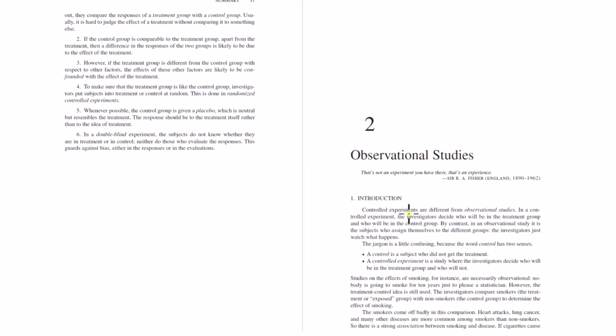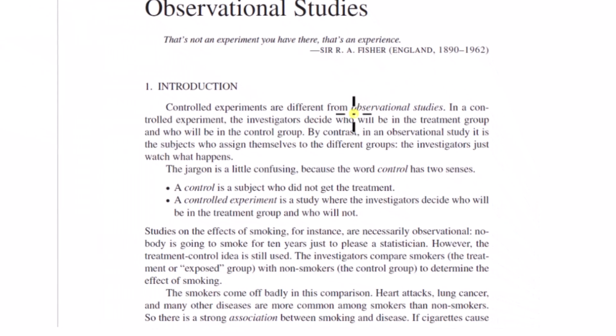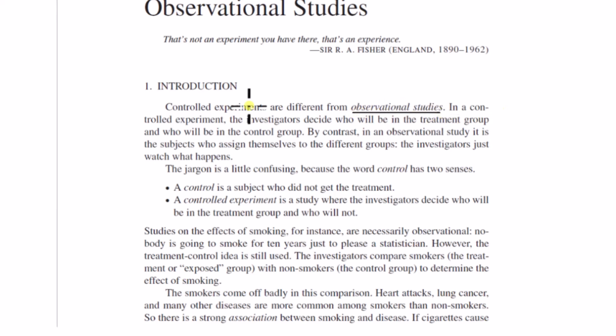Controlled experiments, that's what we learned about in chapter 1, are different from observational studies. In a controlled experiment, the investigators decide who will be in the treatment group and who will be in the control group. By contrast, in an observational study, it is the subjects who assign themselves to the different groups. The investigators just watch what happens. So that's the key difference between a controlled experiment and an observational study. Fundamentally, in an observational study, the investigators aren't deciding who is in the treatment group and who is in the control group. The subjects are deciding. And as we look at examples of observational studies, I'll point that out to you.